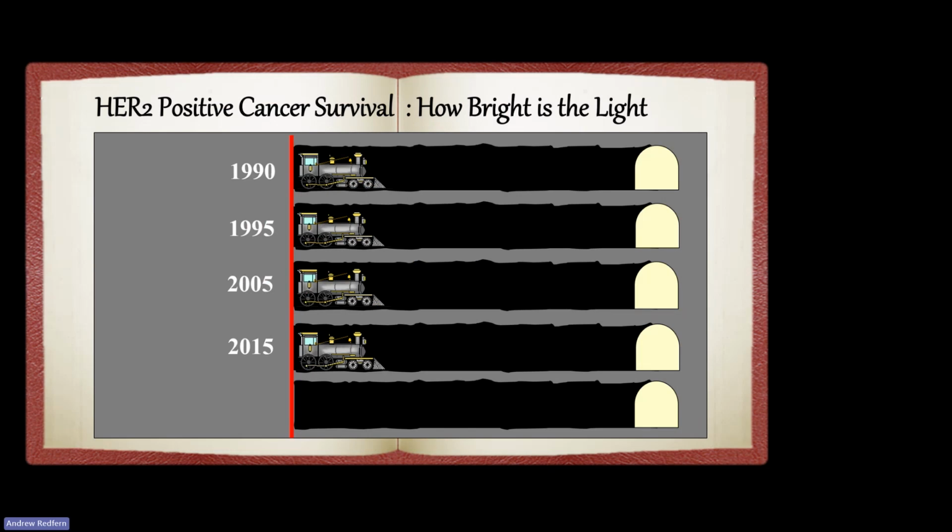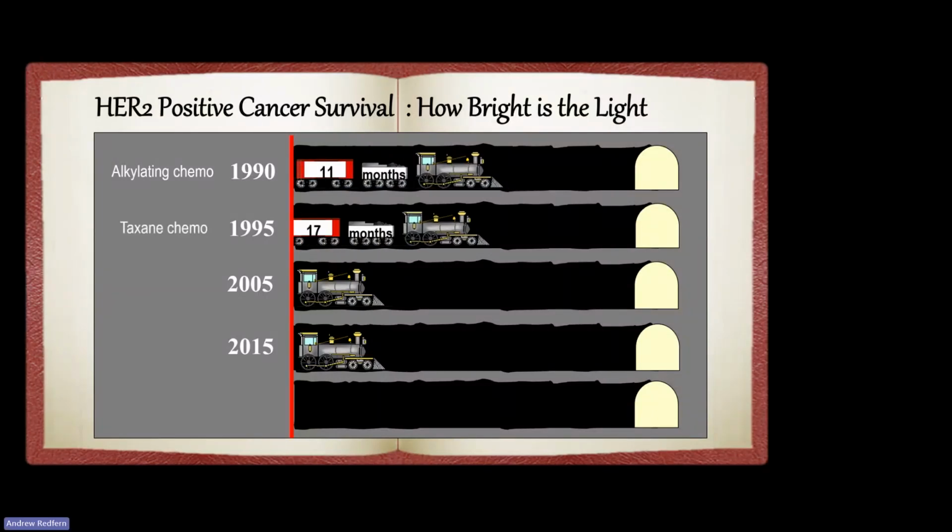And just to show you how we're doing with HER2 positive breast cancer, back in 1990, and that's when I started as a junior doctor, we were just giving some basic chemotherapies, and the average survival was 11 months. By the time I was a registrar, we were giving taxanes. These are chemos from yew trees, and it had already added about 50% to lifespan. It was about 17 months.